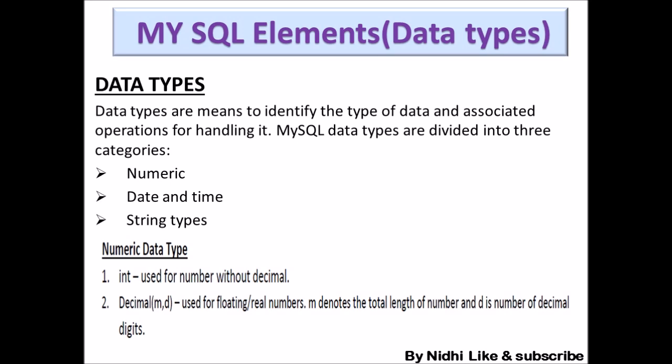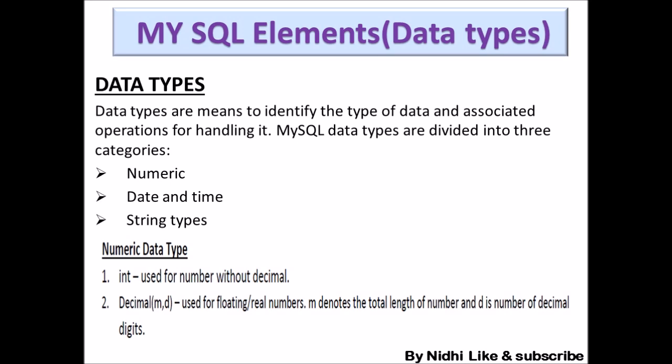M denotes the total length of the number, that is, how many digits we want in total. And D is the number of decimal digits, like if we want 2 decimal places. So if we want 4 digits, then we will write 4 comma 2. If you want 2 decimal places, then you will write 2 in D. And if you want 1 decimal place, then you will write 1 in place of D as a parameter. That will be more clear to you when we create tables.